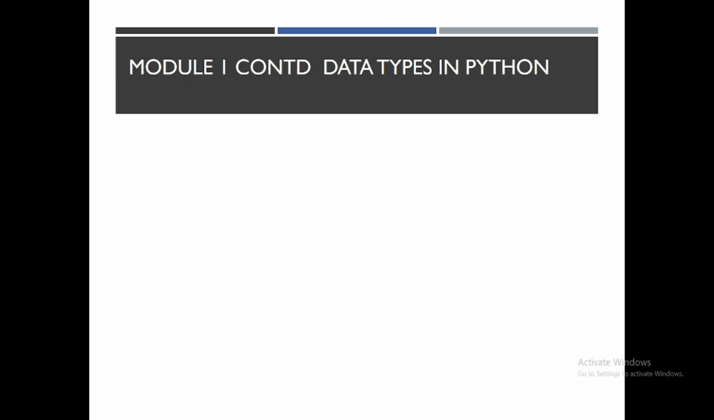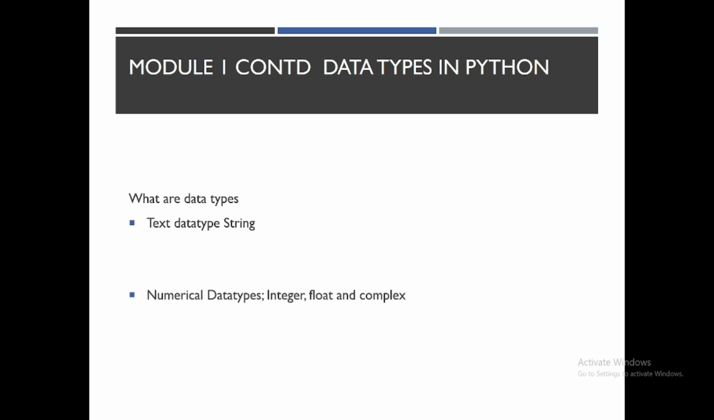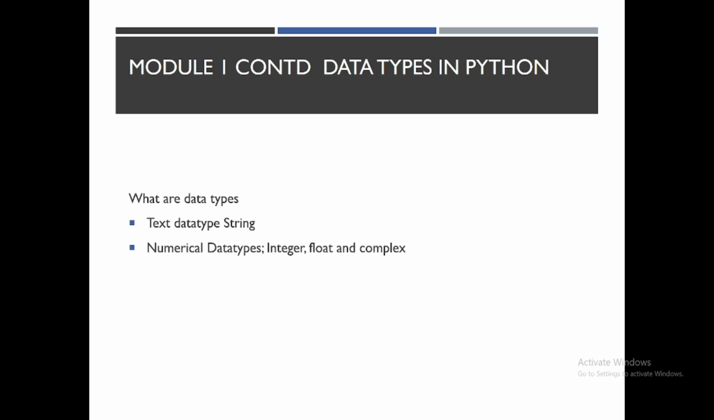So what are we going to be looking at in this video? Well, we already explained what data types are. We are going to be looking at the text data type, which is called string. We are also going to look at the numerical data types, and they include the integer, the float, and the complex data type. We're also going to look at the Boolean data type. So come with me to our Visual Studio Code as we demonstrate Python data types.